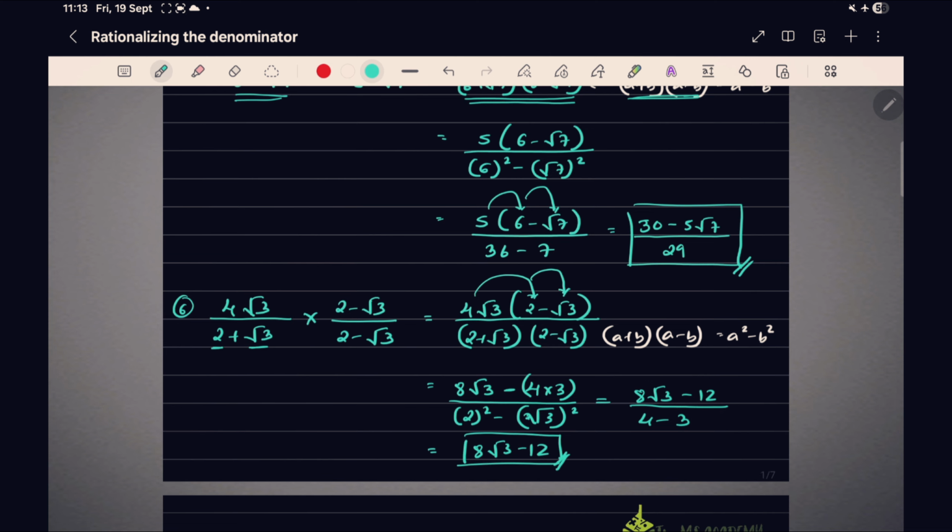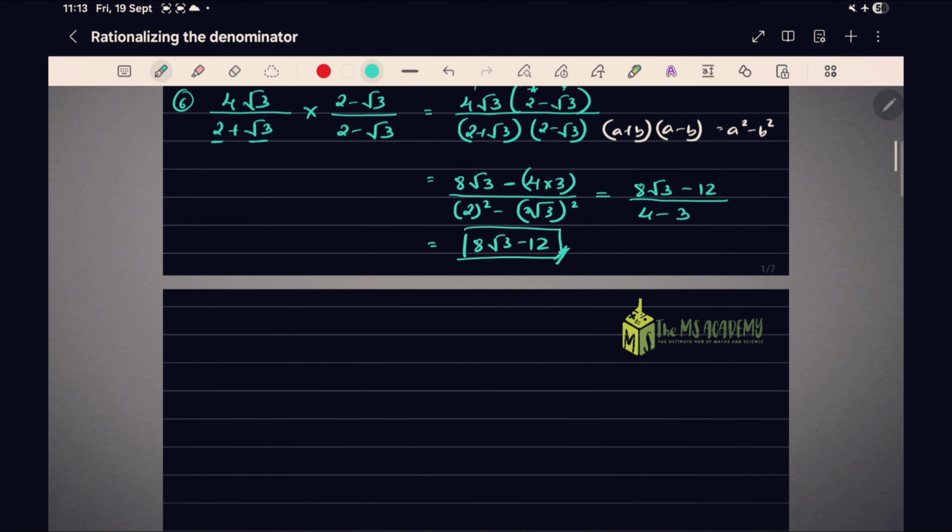That's about it. Okay, let's move on to the next one, a bit complex one, where most of the students are going to fumble, or they are going to make some miscalculations or mistakes. Okay, let's say I have 2 plus root 3 upon 2 minus root 3.